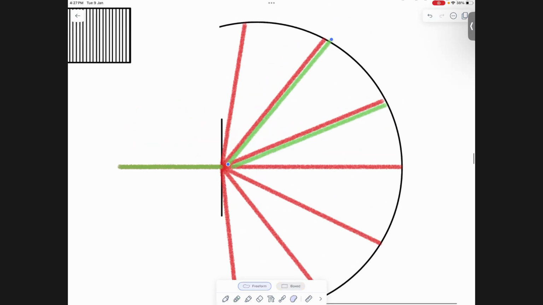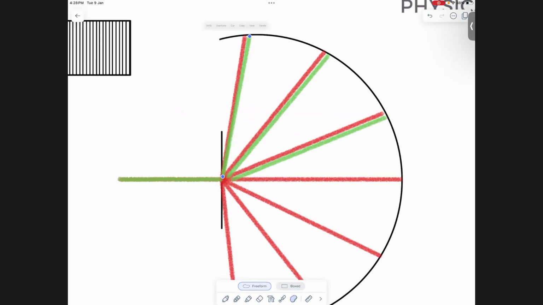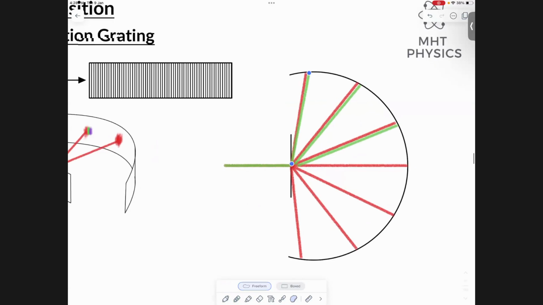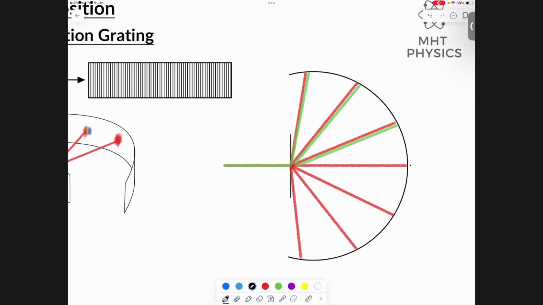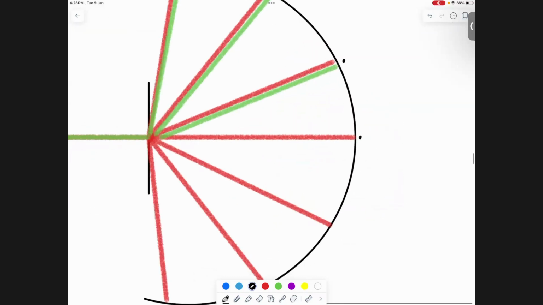Now what we have to do is figure out how to find the wavelength here. That's what we are here for, right? So these are called orders. These bright spots are called orders, and the central order is called the zeroth order. So this is the zeroth order. It's basically central. Then you have your first order.